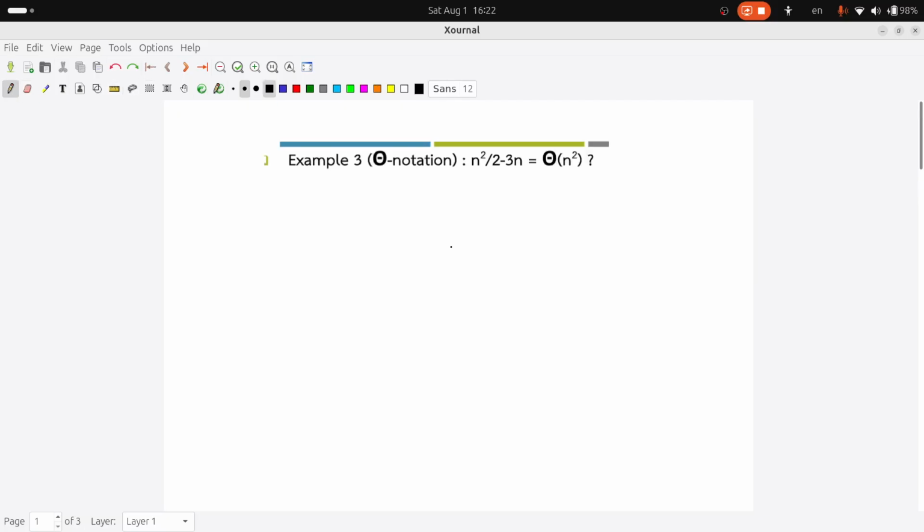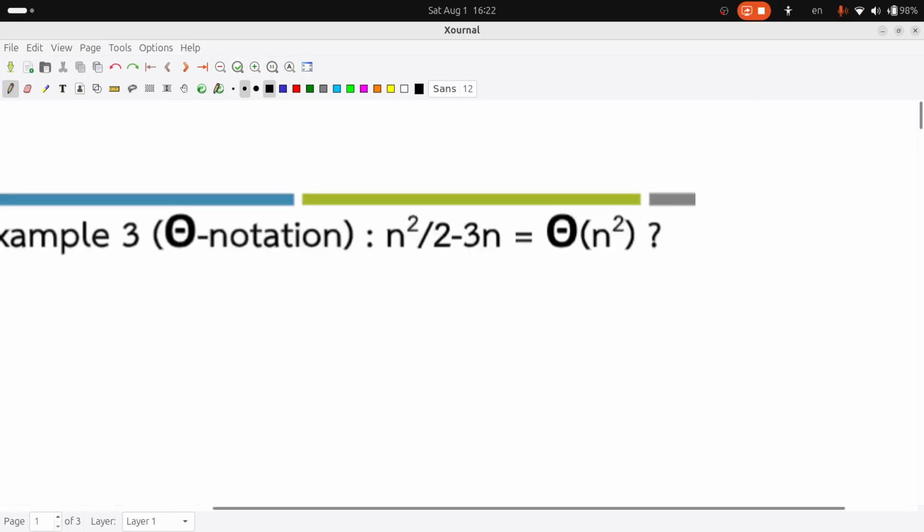So we have a list of problems that I am introducing today, and we are going to prove them by example. The first one is theta notation, where we need to prove whether the function f(n), which is n squared divided by 2 minus 3n, is in theta of n squared or not. We have to prove this one.